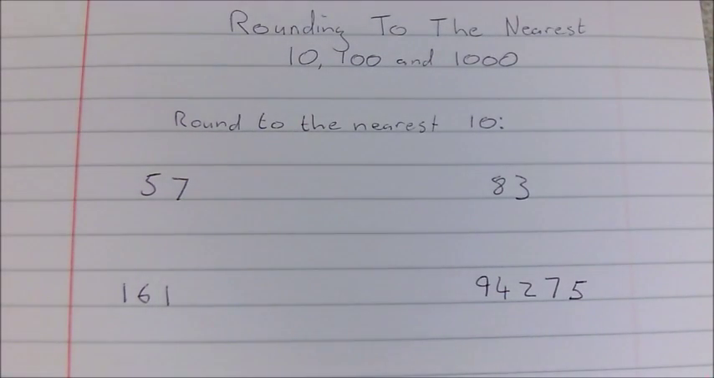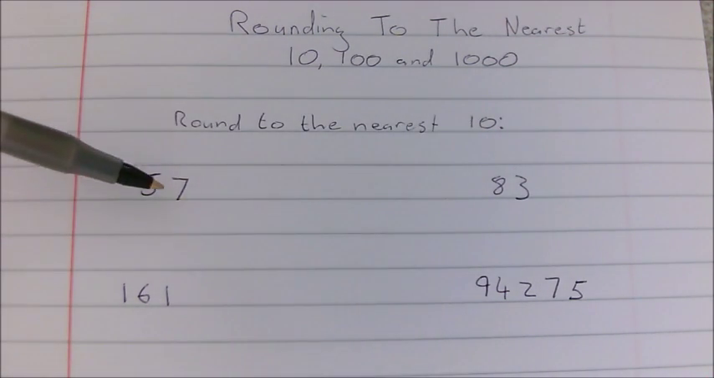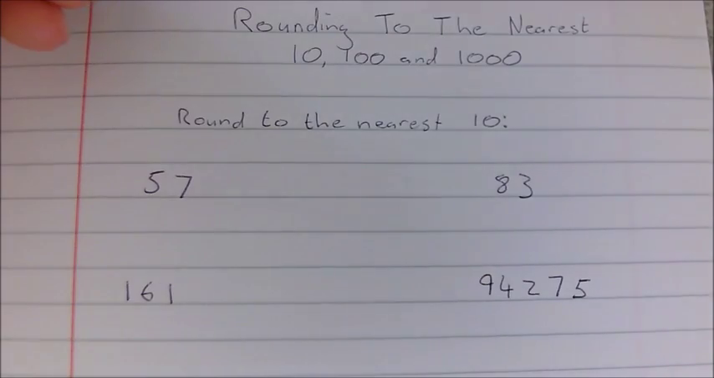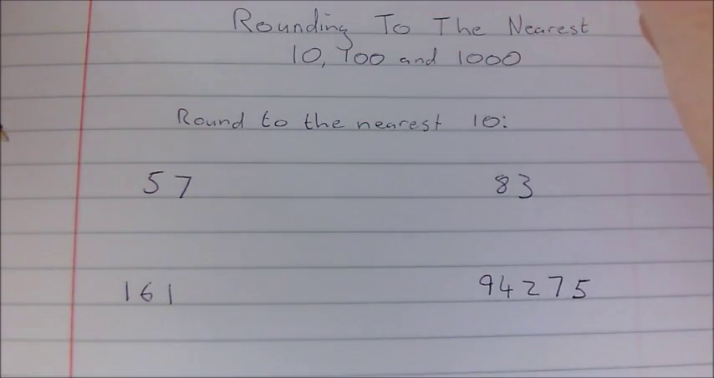So this video is going to show us how to round to the nearest 10, 100 and 1000. When it comes to rounding to the nearest 10, we look at the units, and if it's 5 and above, we round up, and if it's below 5, we round down.